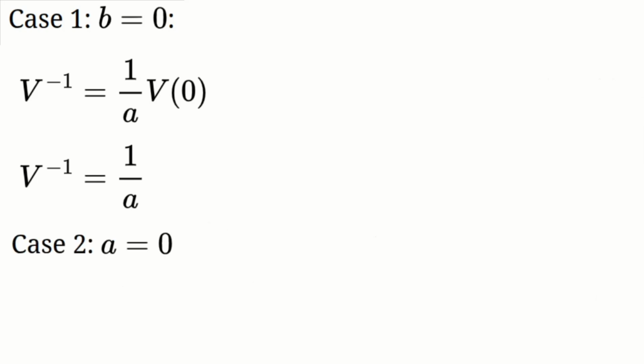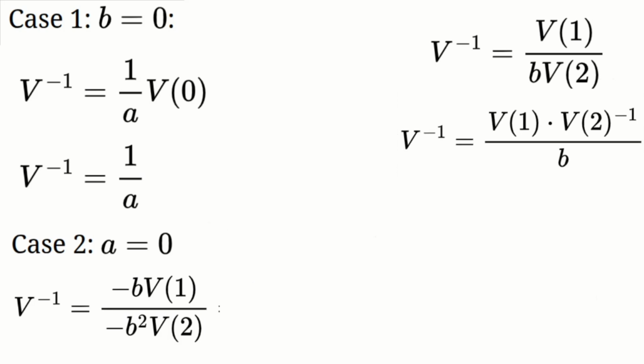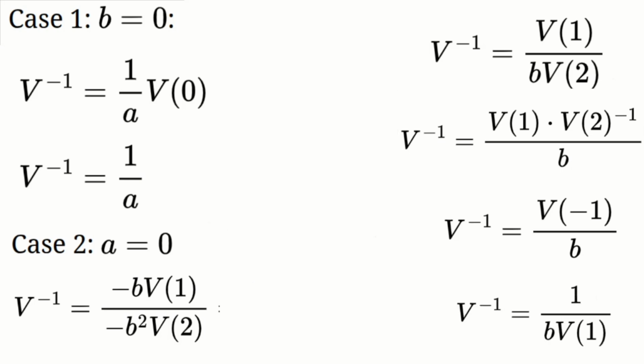Next, consider the case where a equals 0. If a equals 0, then v equals b times v of 1. Its inverse becomes v inverse equals negative b times v of 1 divided by negative b squared times v of 2. Simplifying this, we get v inverse equals v of 1 divided by b times v of 2. This expression still depends on v of 2, so without additional rules, we can't simplify it further.